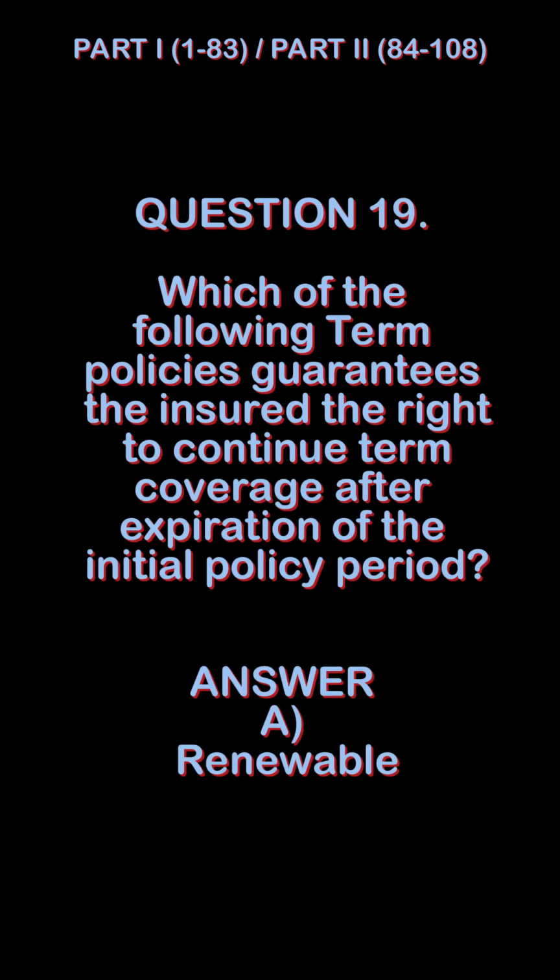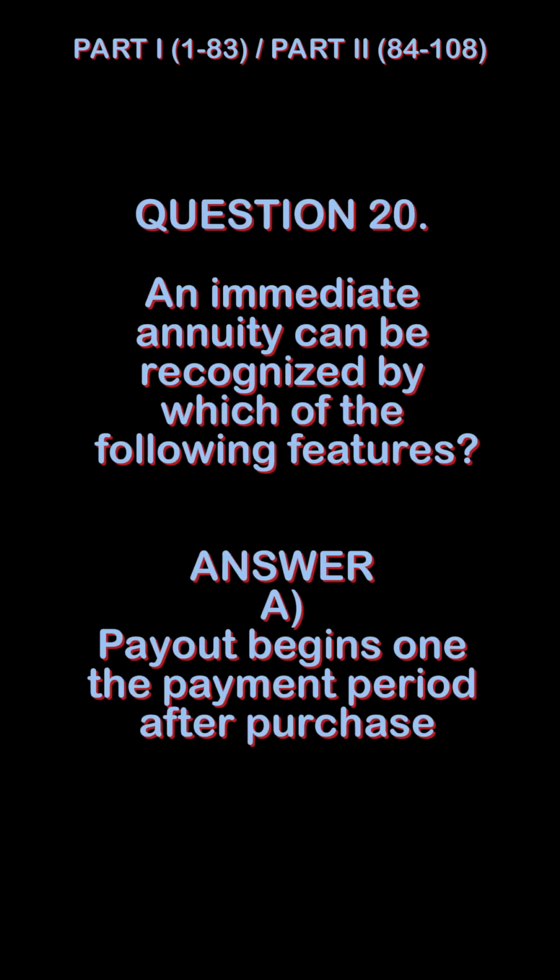Question 19. Which of the following term policies guarantees the insured the right to continue term coverage after expiration of the initial policy period? Answer A. Renewable. Question 20. An immediate annuity can be recognized by which of the following features? Answer A. Payout begins within one payment period after purchase.